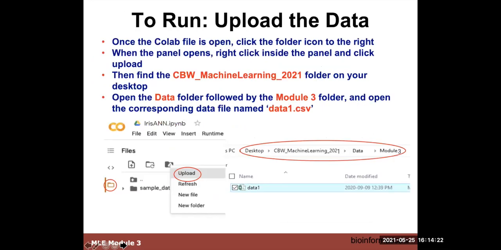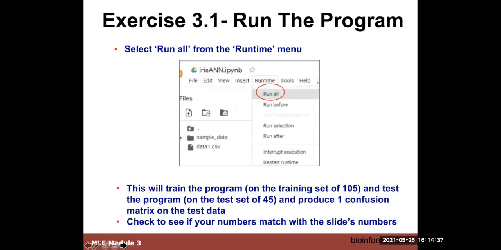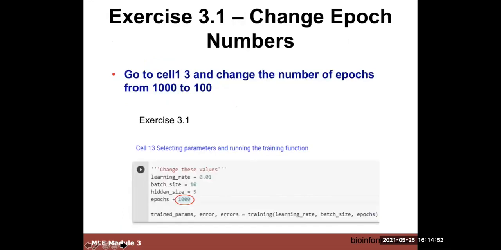Like the iris DT one, you still have to upload the data. This is in the data CSV. So you can click on the little folder, you can click upload, or you can download the data on your computer and choose it. Same running protocol: you go to run all. This will do the training. It will also run the test and also produce a confusion matrix. And you can see if it matches what we got in the slides.